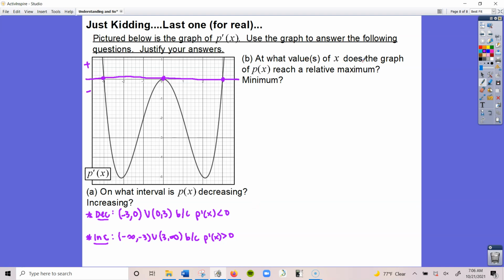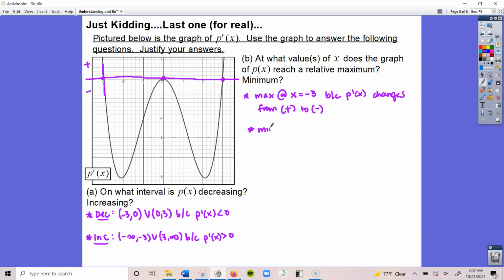Now, at what values of x does the graph of p of x reach a relative maximum or a minimum? So a maximum. We have a maximum when the derivative changes from positive to negative, which we can see is right here. So that would be at x is equal to negative 3, because p prime of x changes from positive to negative.